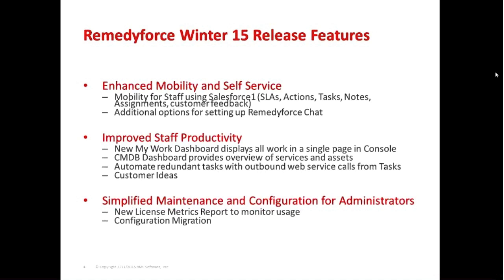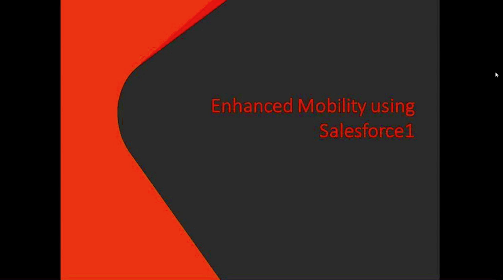And then we've also done something with web services that's been asked for a long time, and that's to be able to automate redundant tasks with outbound web service calls right from the tasks themselves. And we'll go into that in a certain amount of detail. And then, of course, as we have said up front, a lot of the customer-related ideas and suggestions that came through the BMC communities. Then we also have a new metrics report around licensing that a number of customers had asked for so they could monitor usage, and very exciting, the ability to migrate data from one org to another org. So we'll go into these all in some level of detail, and I think there's something here for everybody.